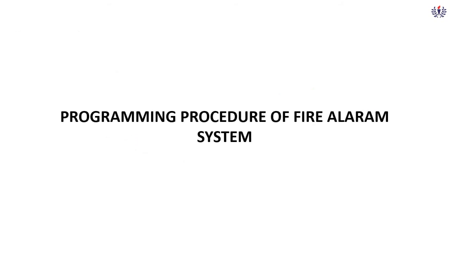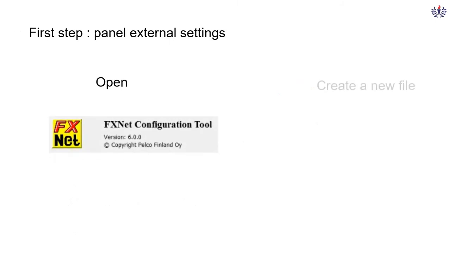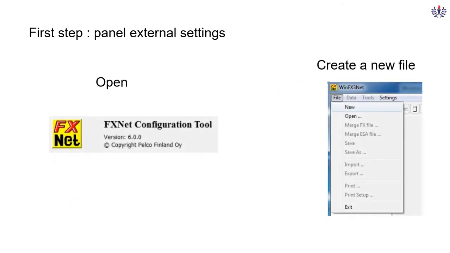How can we program it? So we'll see the programming procedure. First step is panel external settings. First we want to do the panel external settings. For that, click on the icon FXNet. This is the configuration tool. Once that is clicked, we want to create a new file. So go to the taskbar and then go to file and click new.